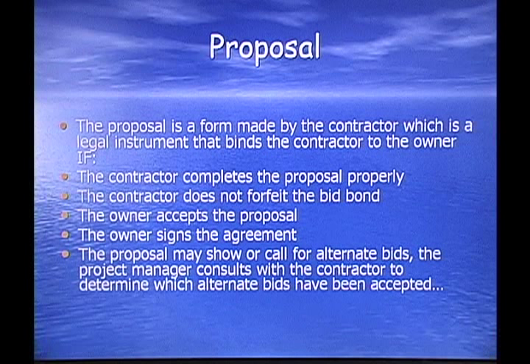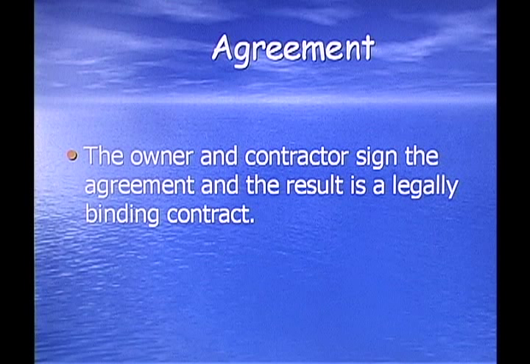The proposal is a form made by the contractor, which is a legal instrument that binds the contractor to the owner. If the contractor completes the proposal properly, the contractor does not forfeit the bid bond, the owner accepts the proposal, and the owner signs the agreement. The proposal may show or call for alternate bids. The project manager consults with the contractor to determine which alternate bids have been accepted. Okay, agreement. The owner and the contractor sign the agreement, and the result is a legally binding contract.